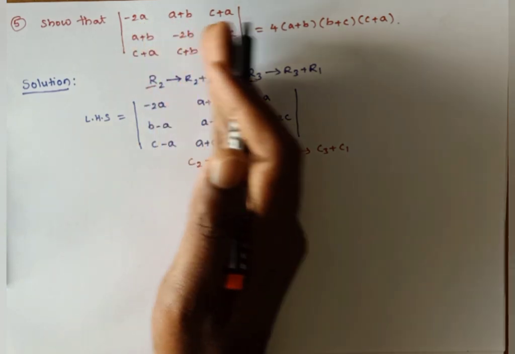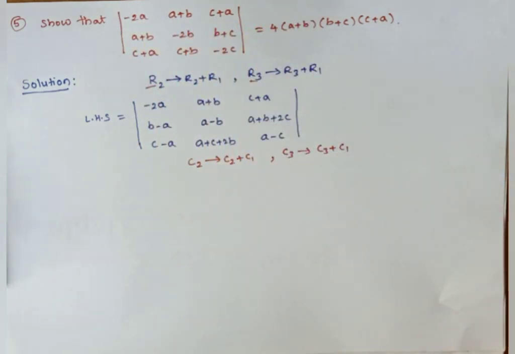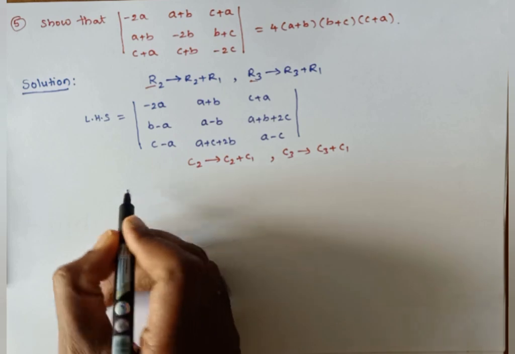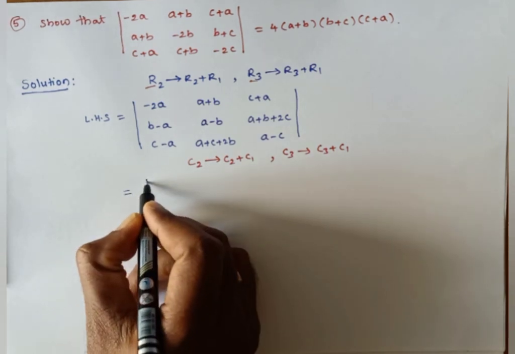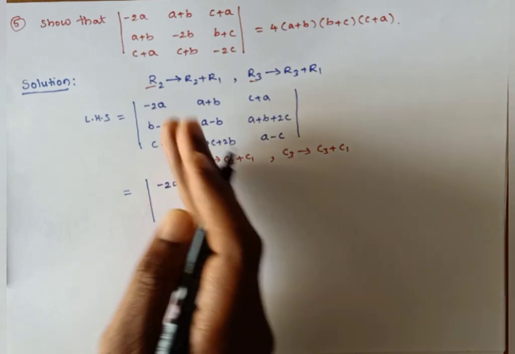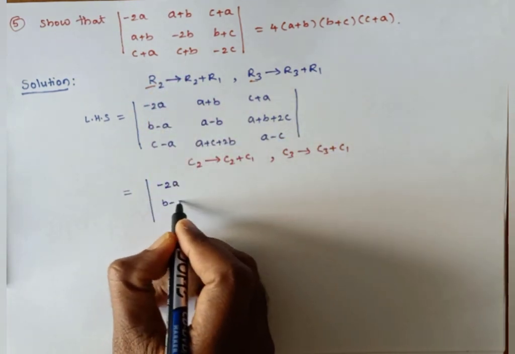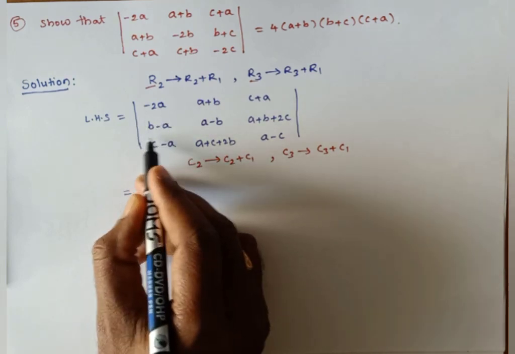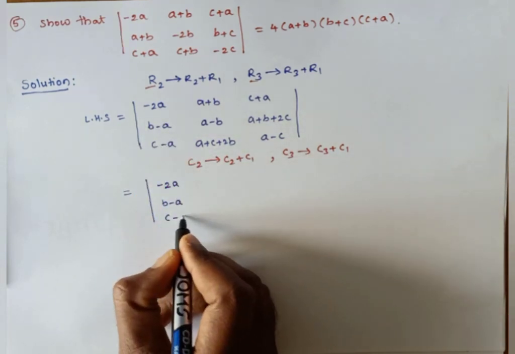This is column 1, column 2, column 3. So for column 2 and column 3, add column 1. Now while doing that operation, there is no change in the first column. The first column is as it is. Minus 2A, B minus A, this is C minus A.